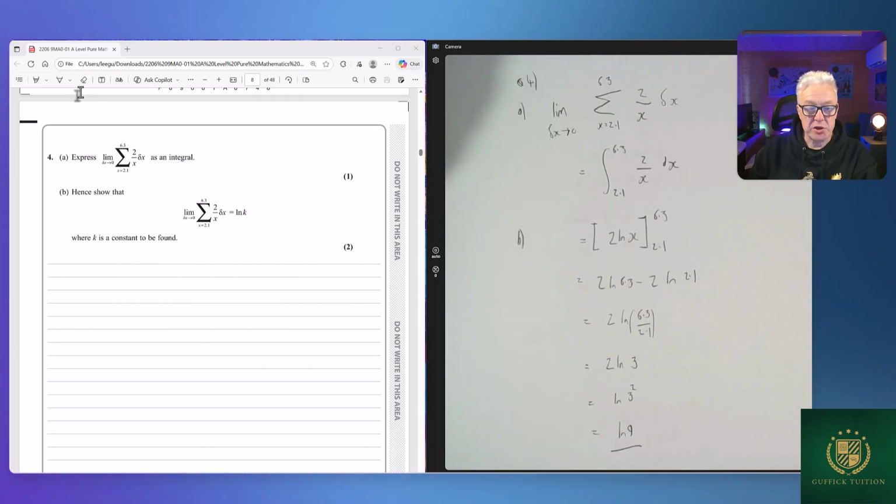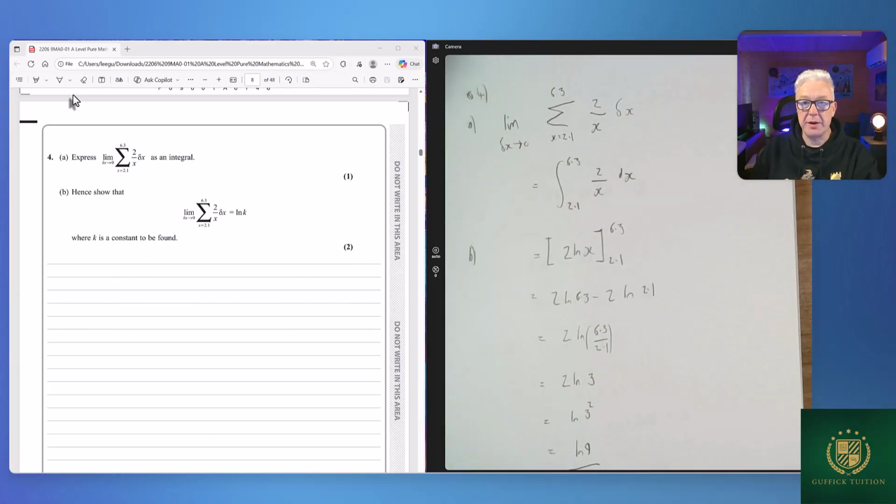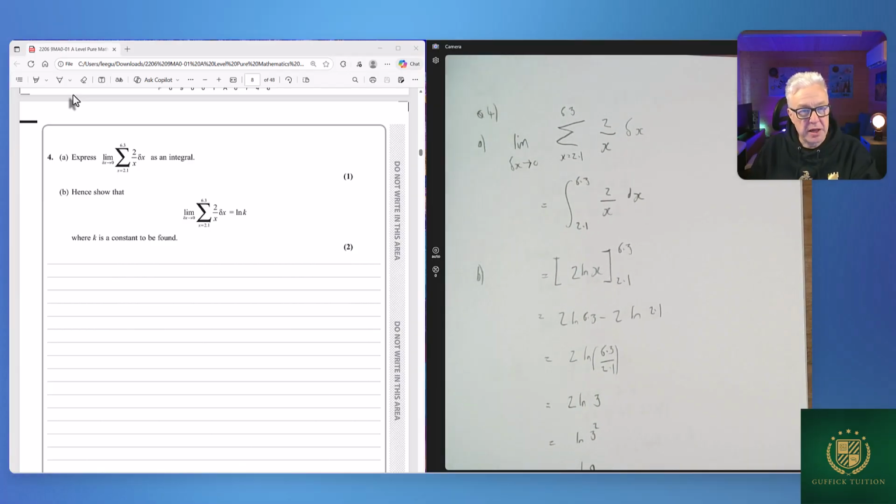Hello everyone, this is question 4 now on paper 1 from 2022 for Edexcel, and we've got integration as the limit of a sum kind of question. Now often this kind of confuses people when they see this, if they're not that familiar with it.